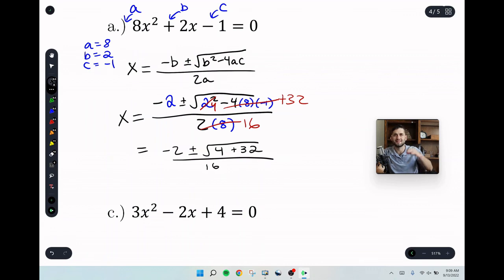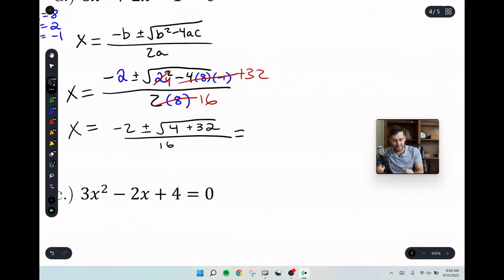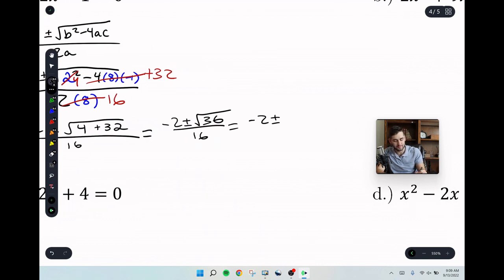These all look like nice numbers: 16, 32, 4. Those all look pretty nice. So x technically equals negative 2 plus or minus the square root of 36. Oh, perfect square, which is awesome. You know the square root of 36 is 6.